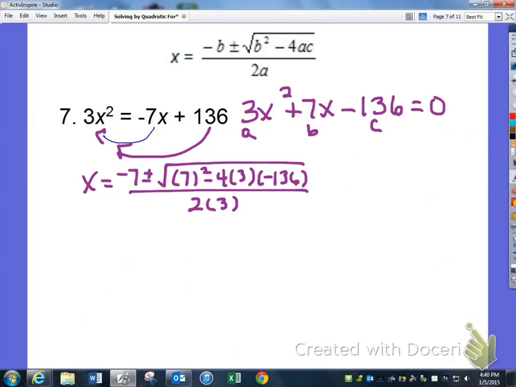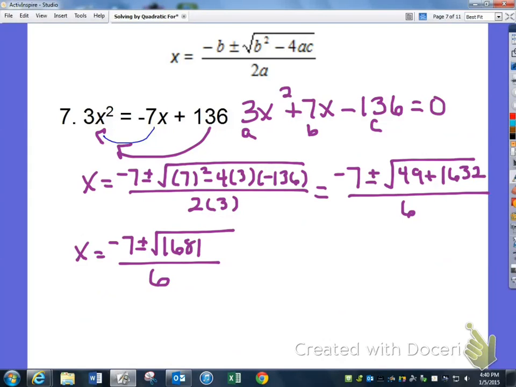Okay, I got x equals -7 plus or minus the square root of 7 squared minus 4 times 3 times -136, all over 2 times 3. Please stop me if you didn't get that or you need clarification on how I got that. And then let's simplify this as far as we can and compare answers. After simplifying, I ended up with -7 plus or minus the square root of 1681 over 6. And let's go ahead and do this. We're going to do two problems. So we're going to have -7 plus the square root of 1681 over 6 and see what that equals.